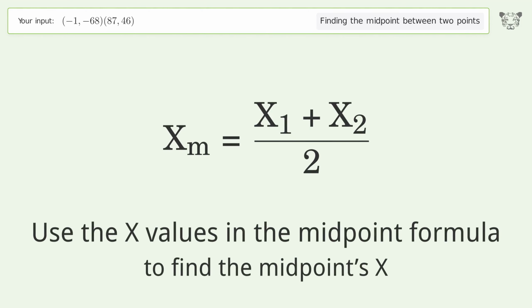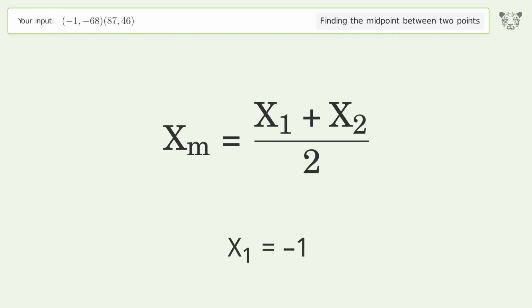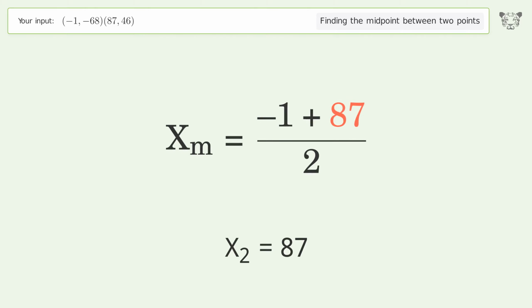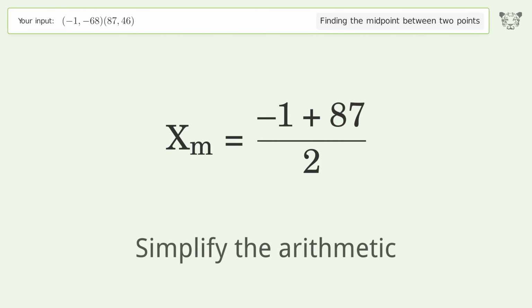Use the x values in the midpoint formula to find the midpoint's x. x1 equals -1. x2 equals 87. Simplify the arithmetic.